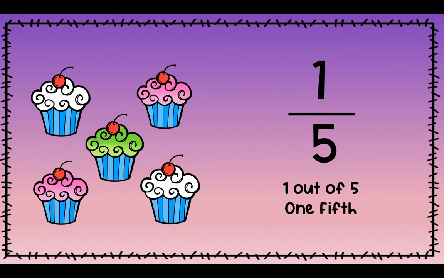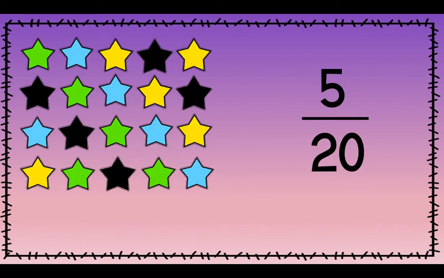If I wanted to know how many white cupcakes there were, I would say that I have 2 white cupcakes out of 5 cupcakes altogether. This one's even trickier. Now I'm looking at stars, and this is a really big set. I could say that I have 5 green stars out of 20 stars altogether. I could also say that I have 10 green and blue stars out of 20 altogether. So I can combine the items in a set to make a numerator for the top.